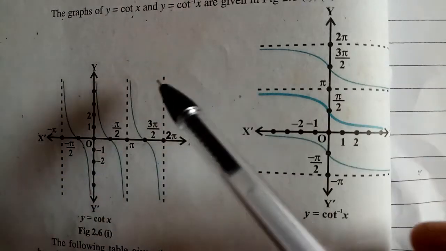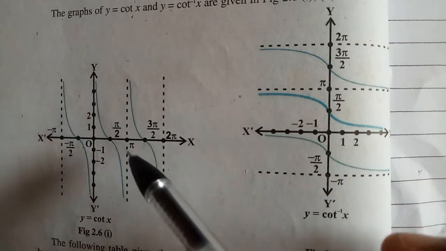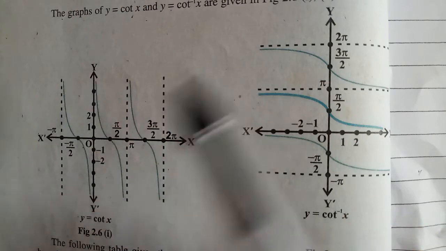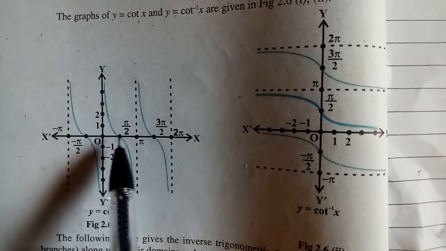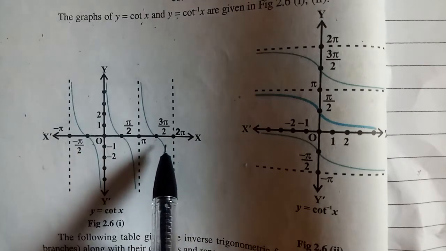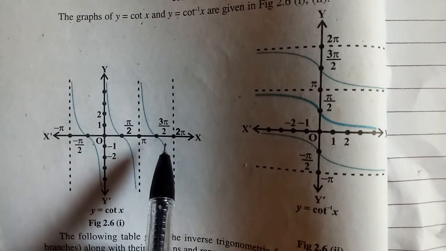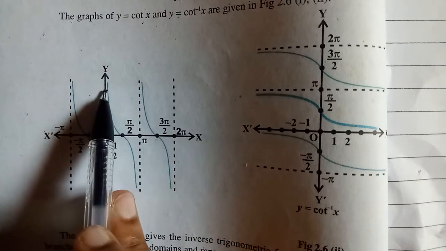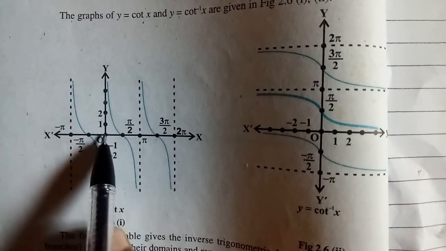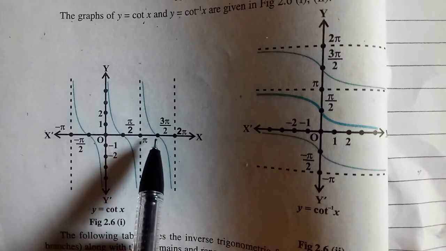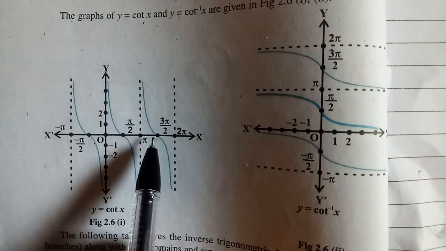Right, now the problem is that these are all repeated. The images are the same. For example, you can see that the image of minus pi by 2 is the same as 0, is the same as pi by 2, is the same as 3 pi by 2. So onto is not a problem, since every element has a pre-image, but different elements have the same images. So we have to do some restrictions.